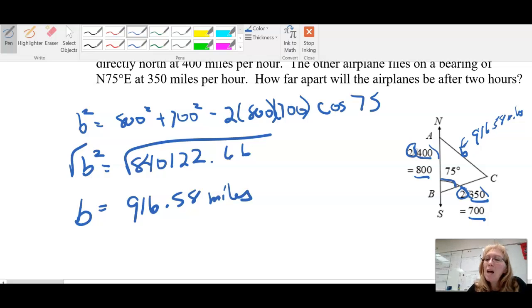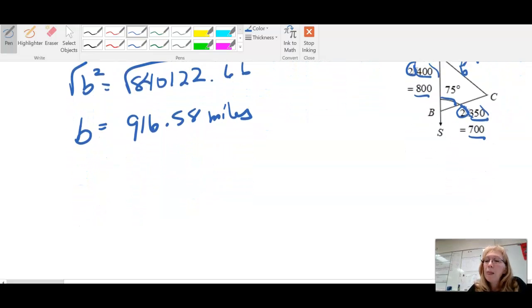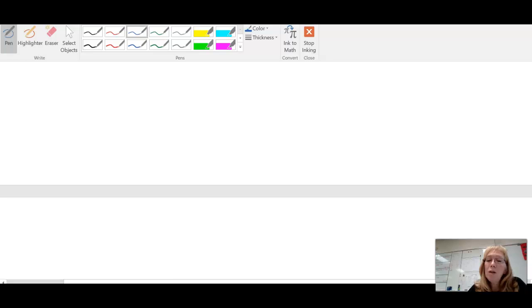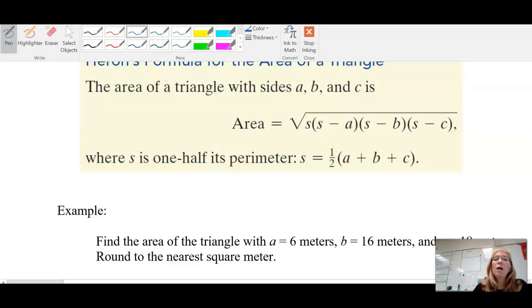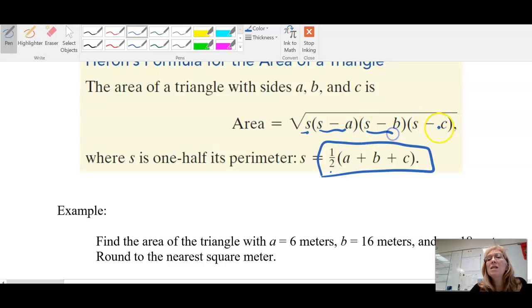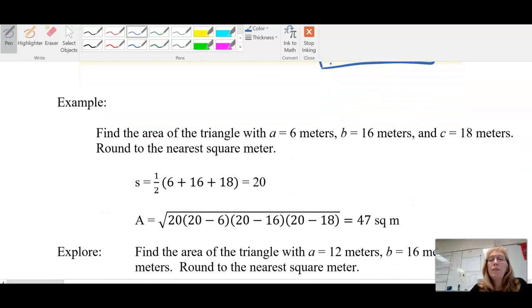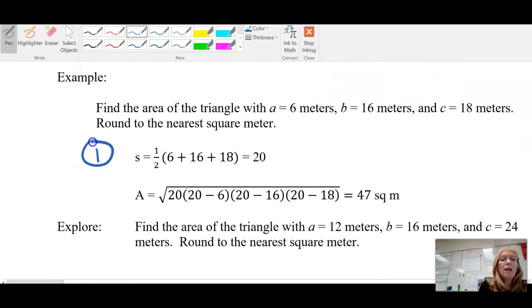All right, last but not least is Heron's formula. And there's a proof for this, but we're not going to do it because you are not required to prove it. The area is equal to the square root of S, which is half the perimeter. This is how you find S. You take all the sides, add them up, and divide it by 2. So it's S times S minus the first side, S minus the second side, S minus the third side. Pretty easy, right? So step 1 is you calculate S. 1/2, side, side, side. And we've got 20.